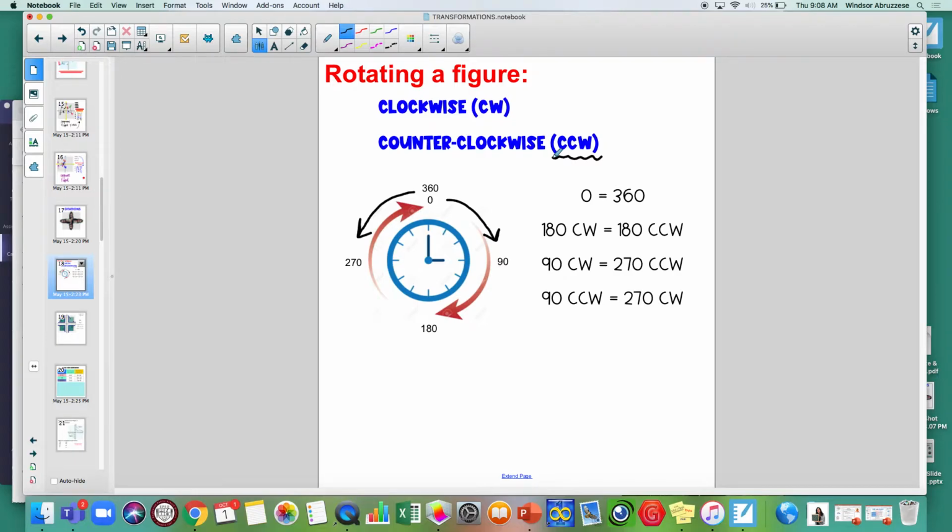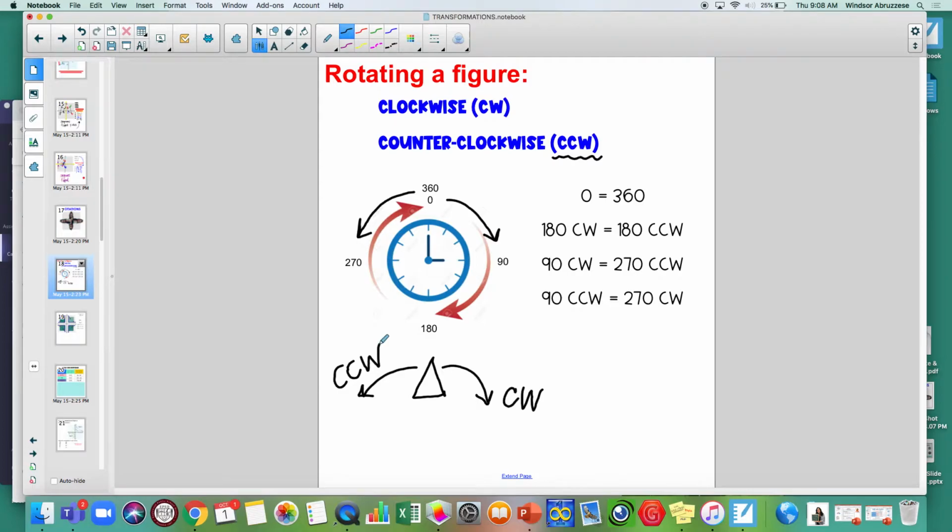So if I have a triangle and I would like to rotate it, you need to also have a little bit more information. Should I rotate it or turn it clockwise? Or should I rotate it and turn it counterclockwise?